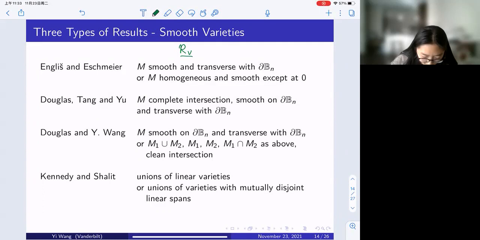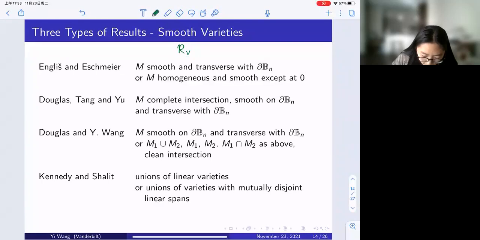And typically one would assume that this complex variety has nice properties. So the variety V looks like this. It should be smooth on the boundary and it should intersect the boundary transversely, meaning that it cannot go in this way, in the tangent direction, but it has to go in this direction.